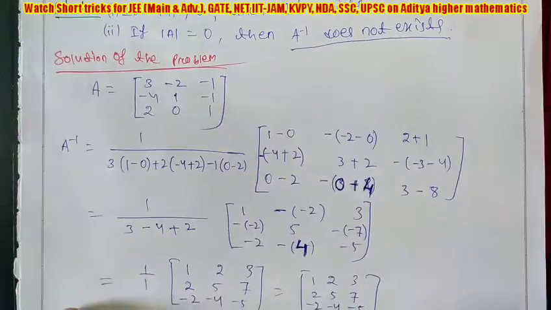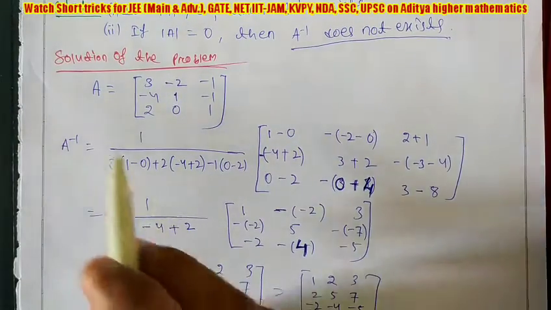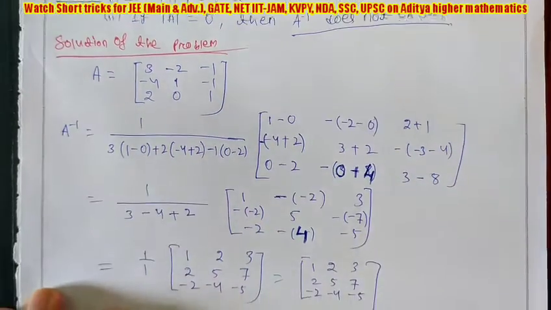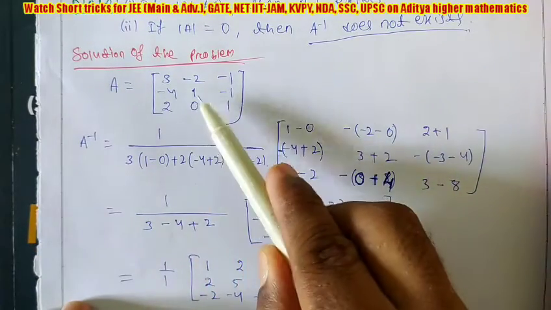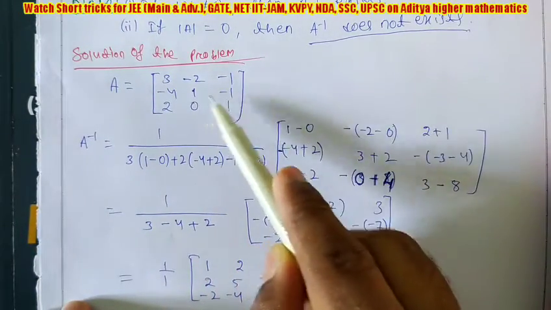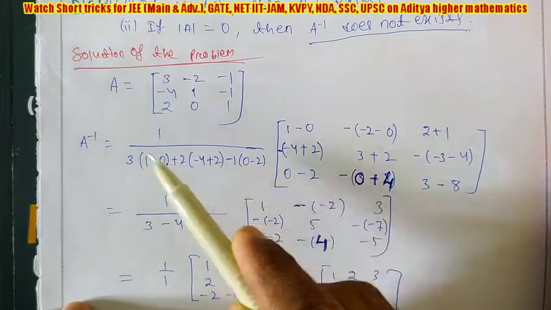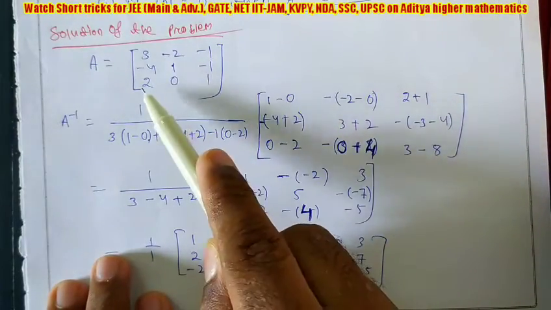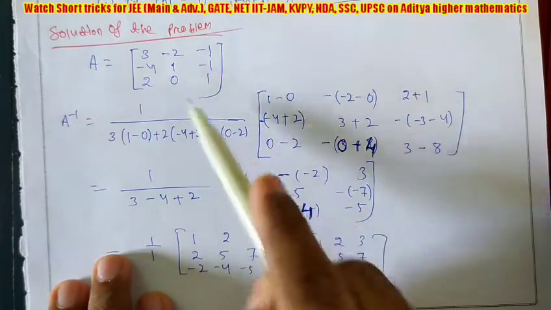So now I will find the question. What is its inverse? We will see. A is given that matrix. Understood? Now use what I told. 3 multiplication by deleting its row and column: 1 1 minus 0 1. So 1 minus 0. Then the sign is minus, but here it is given minus. So plus 2 multiplication minus 4 plus 2. Then minus 1 0 minus 2.